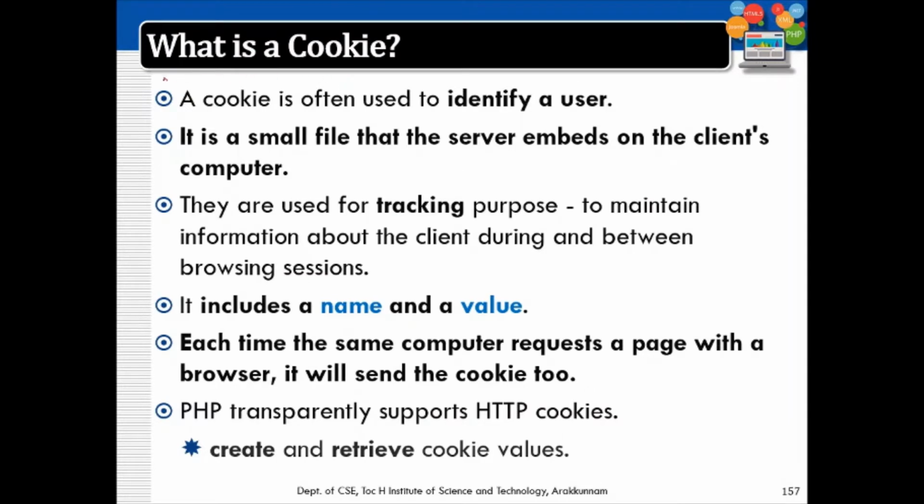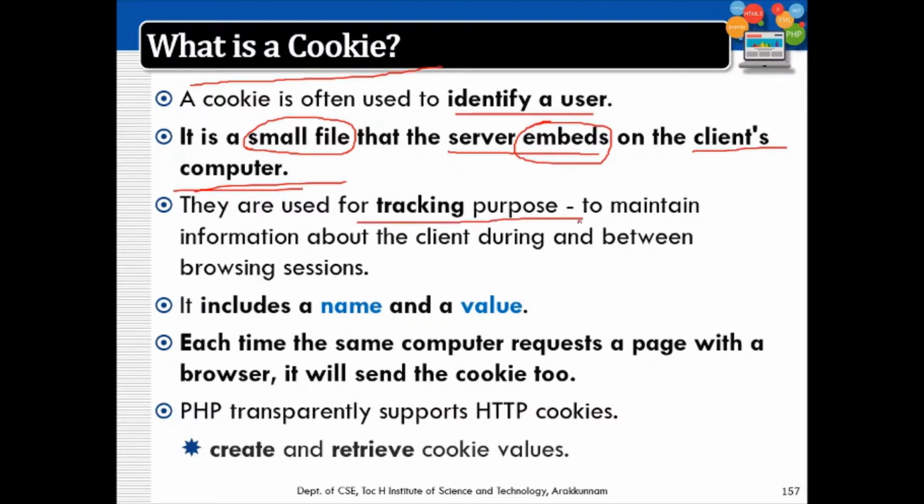Now moving on to cookies, we'll first understand what a cookie is. A cookie is a small identifier which is used to identify a browser user or a client. It is a small file that is saved by the server to the client's computer. The server is the one who embeds the cookie, and it is saved at our browser location or the client computer, and cookies are basically used for tracking purposes, that is, to identify who the client is.